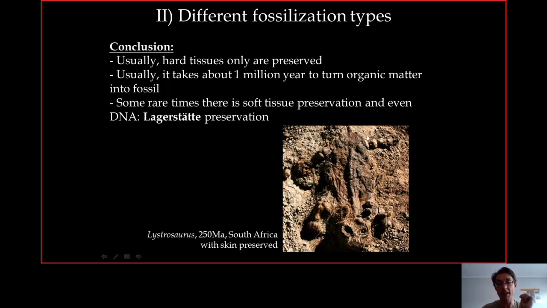This is an example of Lagerstätte preservation from South Africa. You have a skull, the backbone, the legs, and you can see that they are covered with skin. You can see the skin that has been preserved. And this is 250 million years old. So you can see that we are way beyond 1 million years, and still you can see the preserved skin. So as I was saying, 1 million years is the general average, but not the rule.